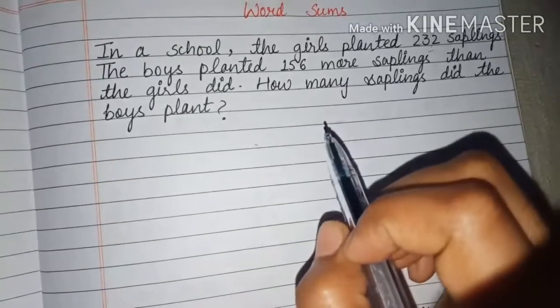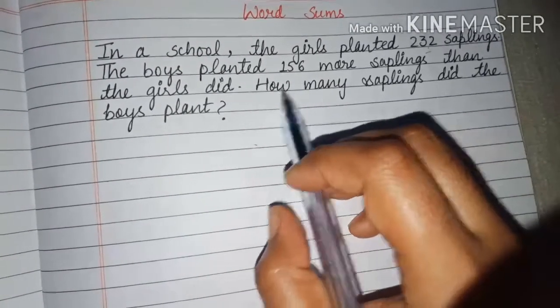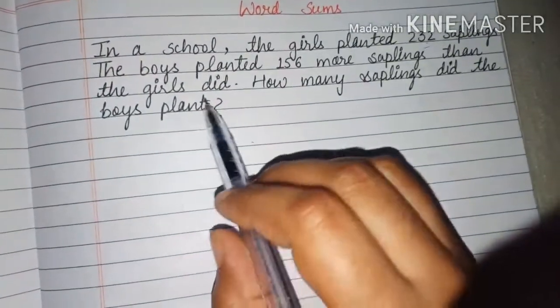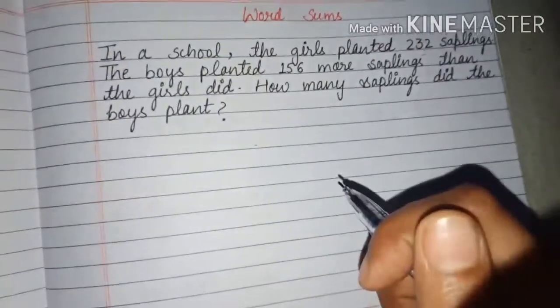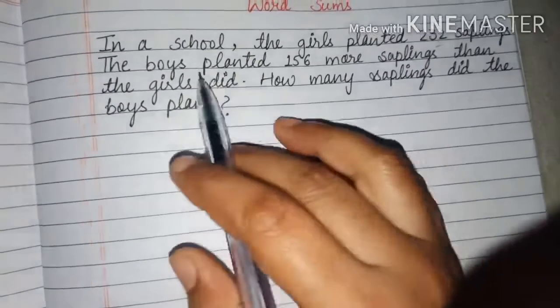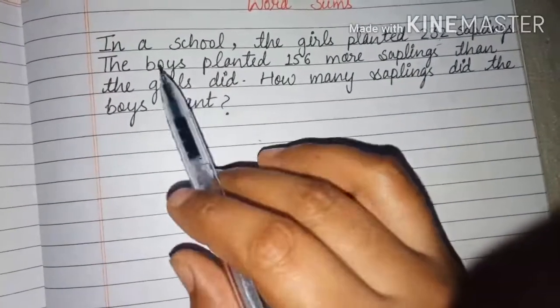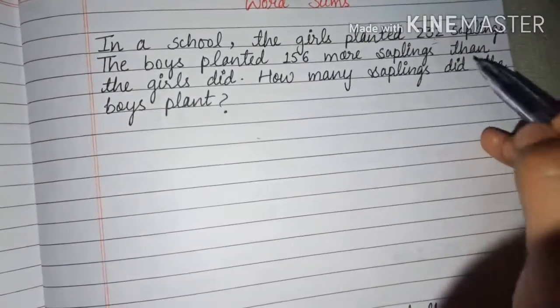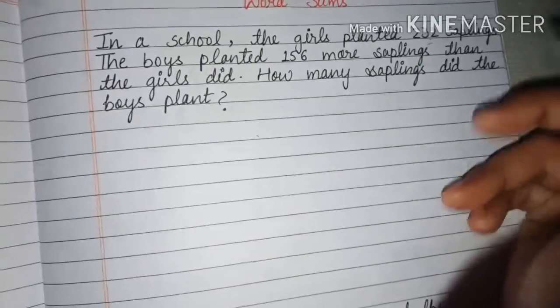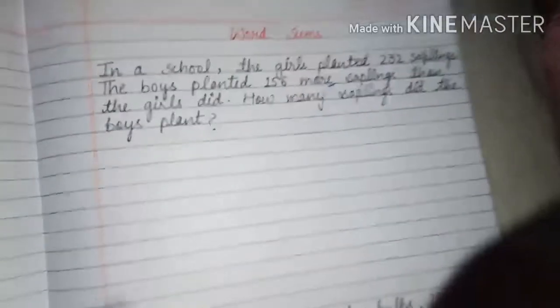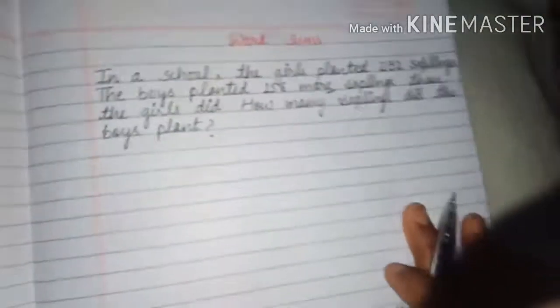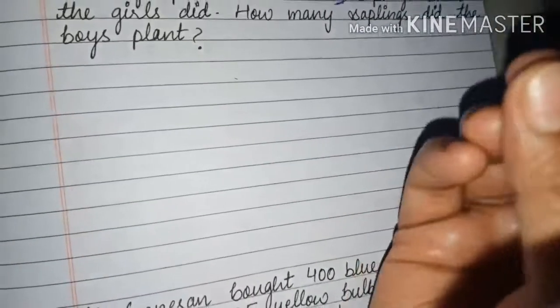Okay, girls से वो ज़्यादा plant करते हैं. तो what should we have to do? We have to find out how many saplings the boys planted. तो as it is written in the word problem only कि boys ने 156 ज़्यादा plant किए हैं than the girls. तो ज़्यादा के लिए, more के लिए what should we do? We have to add. तो for a word sum we have to write word statements also.